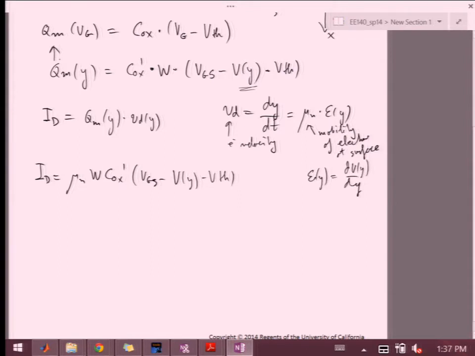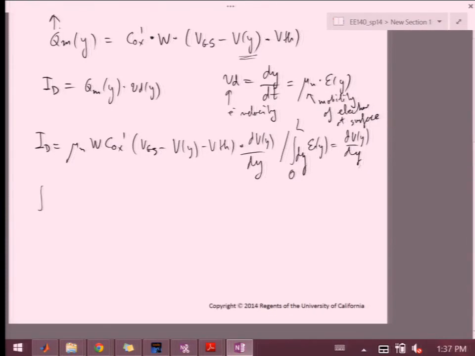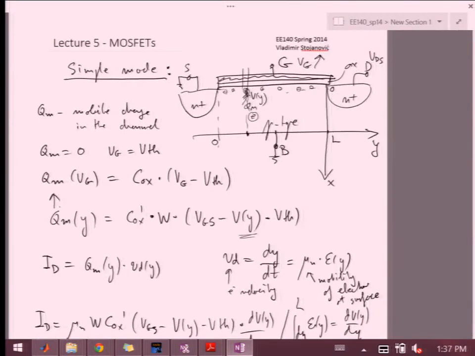Okay, and then the other thing that I have is from this expression, I have dV of y over dy. Now, what I can do with this, I can integrate this from 0 to L in the y dimension, right? So dy. And on one side, what I'm going to get is essentially ID dy from 0 to L. And then on the other side, I can do the swap, because I know that at 0, my voltage is 0. My V of y is 0. And then at L, my V of y is VDS.